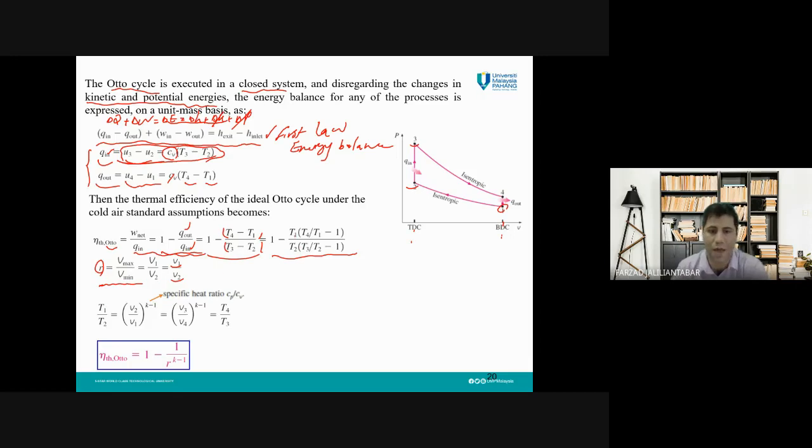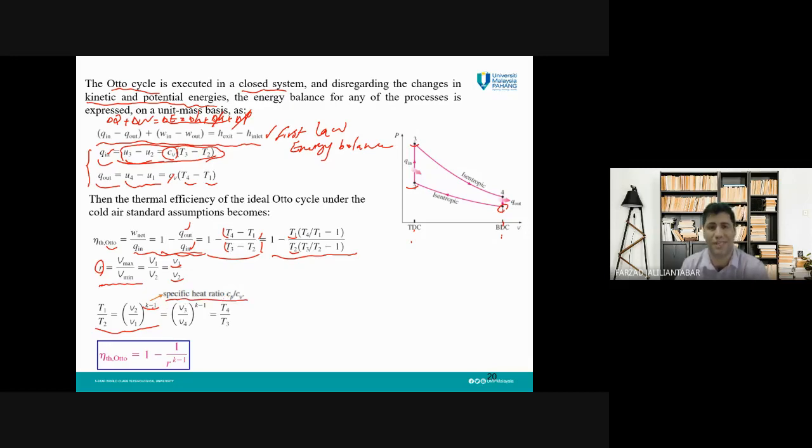Now, here we have T1 divided by T2. If you remember, we had this equation. If you go back to thermodynamics in chapter 3, I think I have introduced this equation to you. T1 divided by T2 is equal to V2 divided by V1 to the power k minus 1, where k is the specific heat ratio, or in other words, Cp divided by Cv. This specific heat ratio comes from thermodynamics.